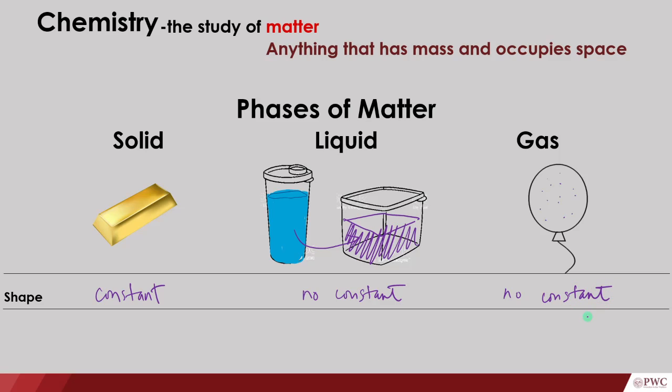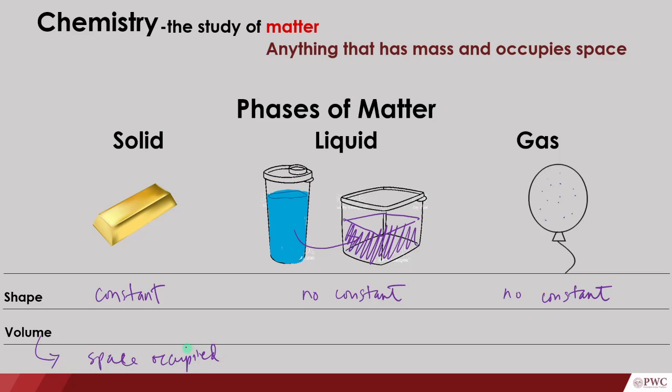Now let's continue with their volume. First, let's define what volume is. Volume is the space occupied. So for example, we have this ball A here and then another ball, ball B. Which of the following balls has a larger volume? It's obviously ball B because it occupies more space. So again, this space that is occupied is the volume of the ball.